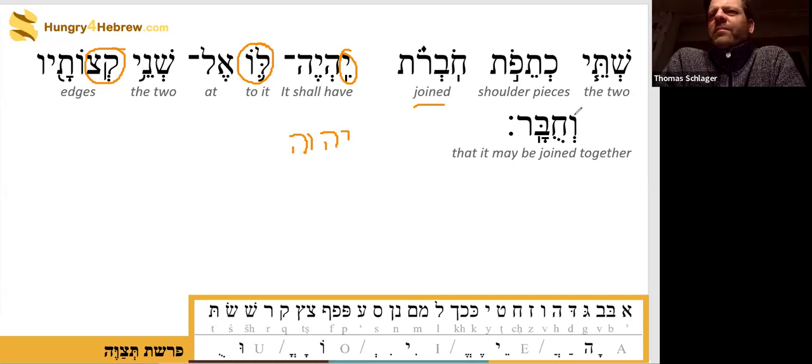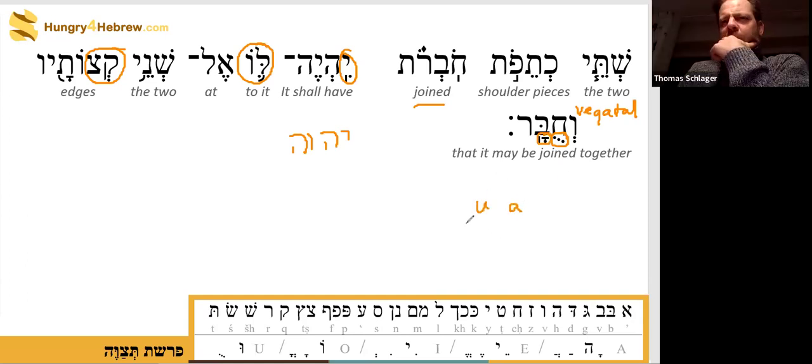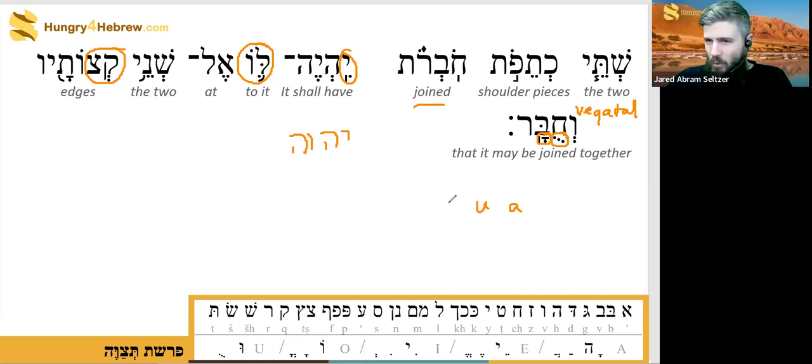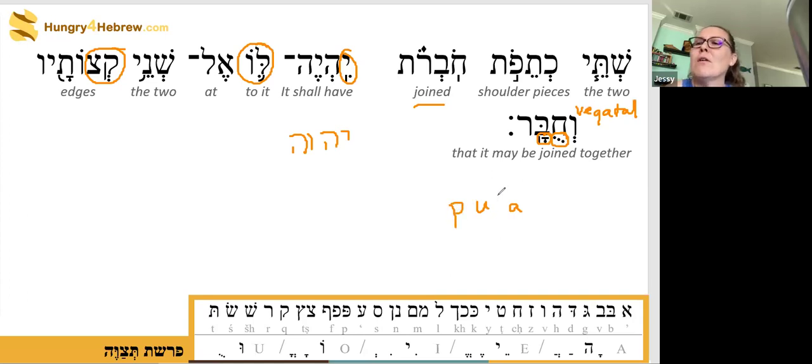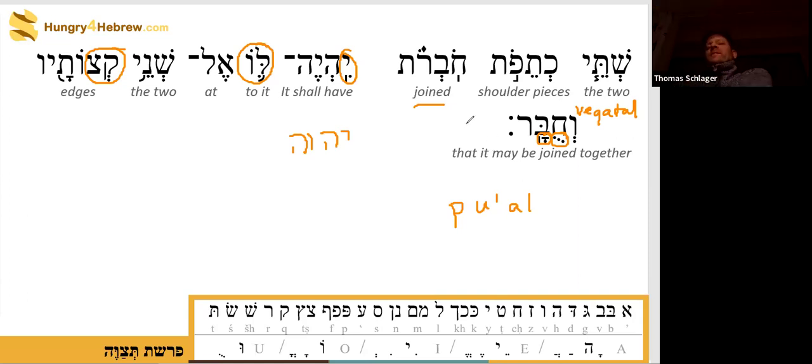Vechubar, this is a vekatal vav, so some sort of an incompleted action. Chubar has an u-ah pattern. What binyan is it? Hufal? No, pu'al. Pu'al. And we know it because the u is coming under the first root letter instead of coming before the first root letter. So this is going to be essentially a piel intensive action, but in the passive. So he will be chaver, joined together.